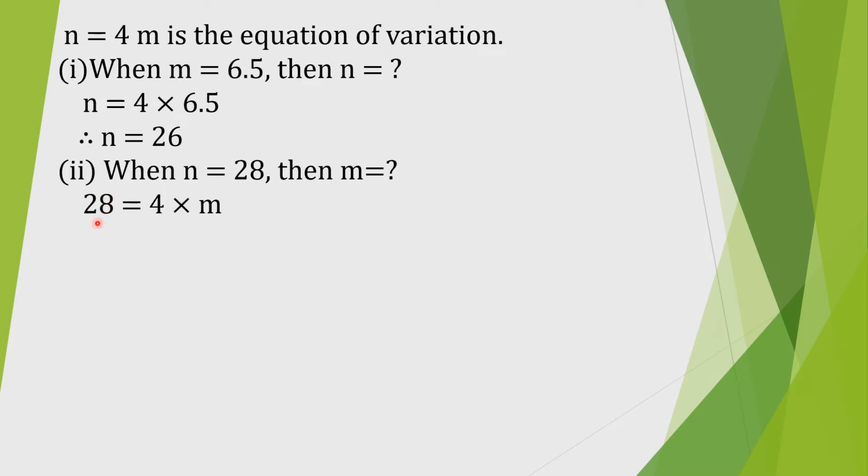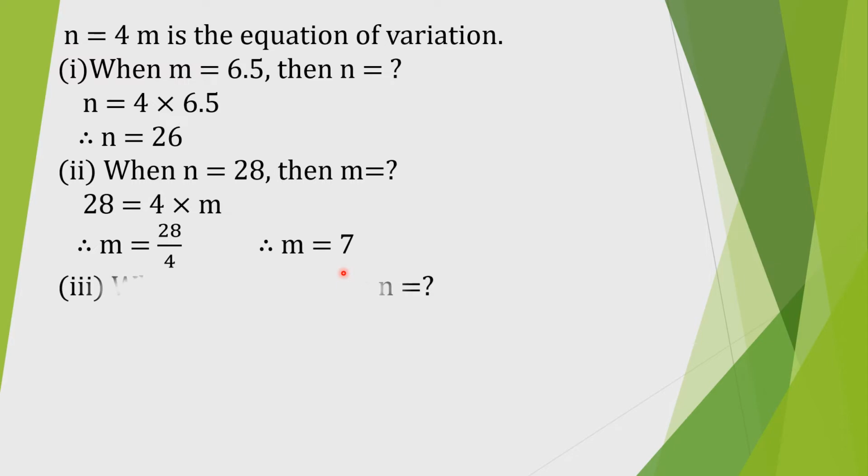So in place of n, you'll write down 28 equal to 4 into m. So you'll keep m over here and you'll bring this 4 to your left hand side. It will become 28 upon 4. So next step will be, therefore m is equal to 28 upon 4. So this can cancel, students. That is 4 ones are 4, 4 sevens are 28. So you'll get m equal to 7.